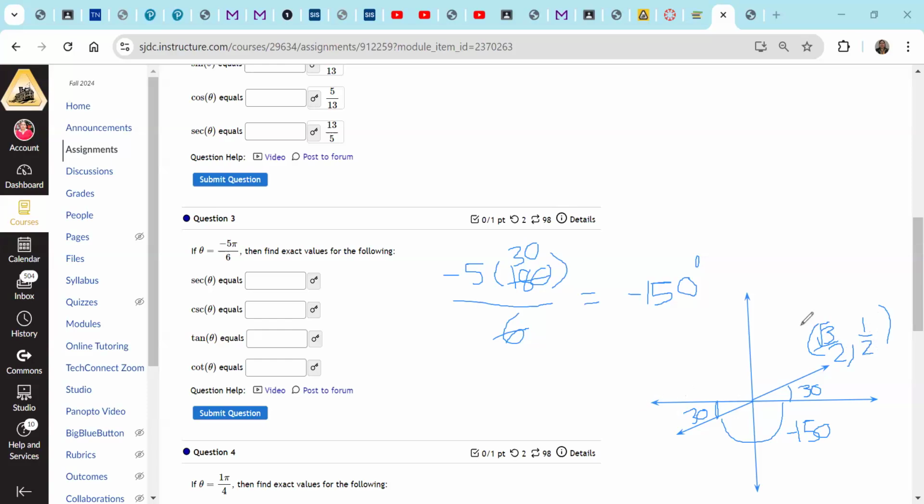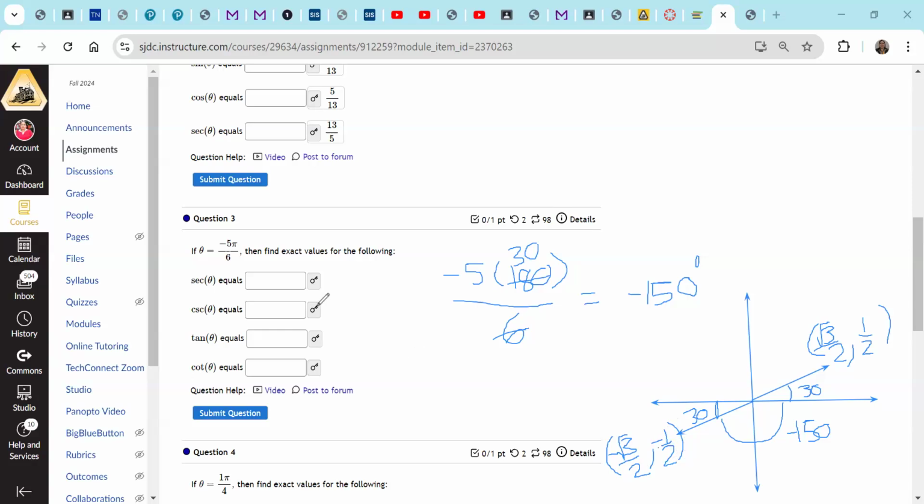This is in the third quadrant. Add sugar to coffee. Tangent and cotangent are only positive. Rest all are negative. So both the sine and cosine will be negative here. So this would be negative square root 3 over 2, and then negative 1/2. That will be my cosine and the sine value.